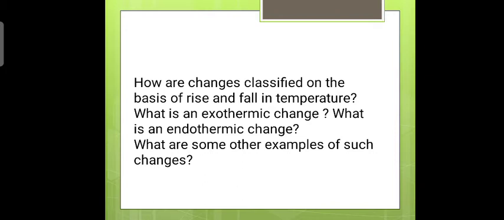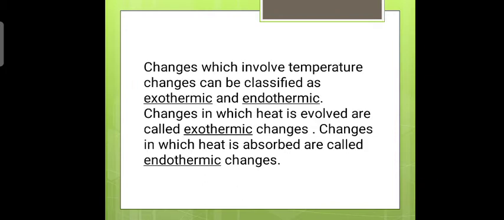How are changes classified on the basis of rise and fall in temperature? What is an exothermic change? What is an endothermic change? What are some other examples of such changes? So let's see. The changes which involve temperature changes can be classified as exothermic and endothermic. Changes in which heat is evolved or given out are called exothermic changes, while the changes in which heat is absorbed or taken in are called endothermic changes. Students, in these two words, the meaning of therm is heat.